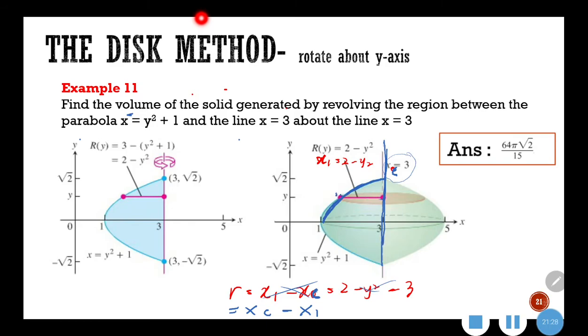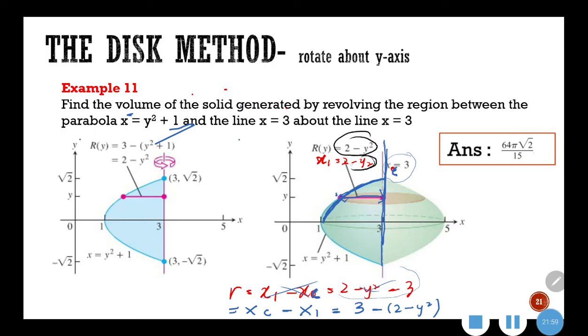Okay, so that's why maknanya kita ukur dia dari 3 tolak dengan 2 minus y square. If you proceed like this, you will get a negative value. Okay, so ya, maknanya kita dapat 3 minus with 2 tolak y square. Oh sorry, again I made a mistake. 2 minus y square ni silap juga, because this is already the radius.